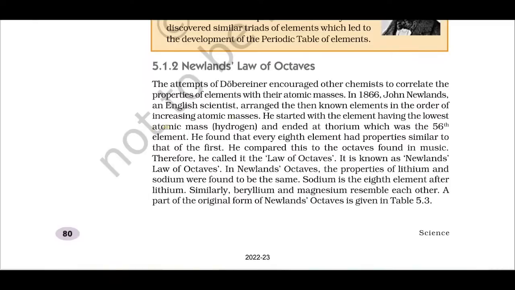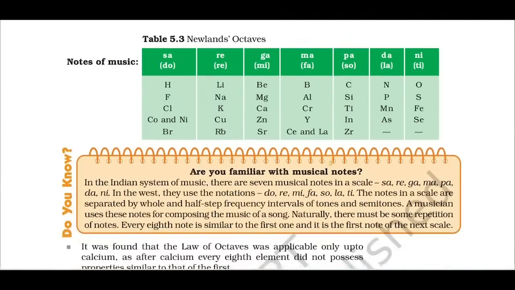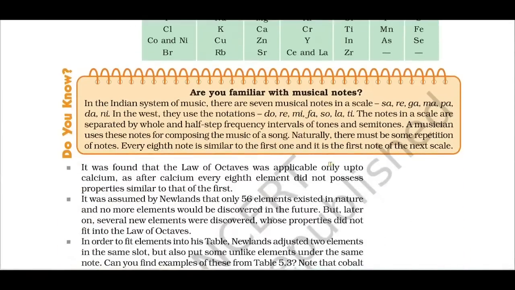So in Newland's law of octaves, he arranged the elements in the increasing order of their atomic mass. He found that every 8th element had properties similar to that of the first. This was Newland's law of octaves, otherwise you can simply call it the law of octaves. What were the disadvantages of Newland's law of octaves?